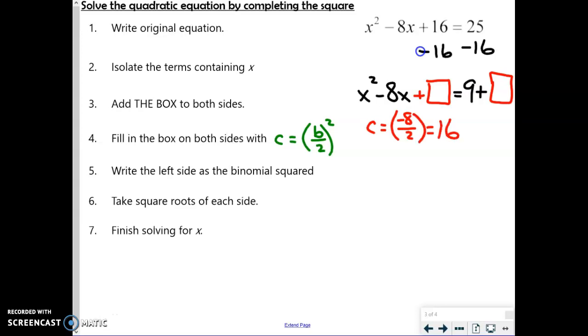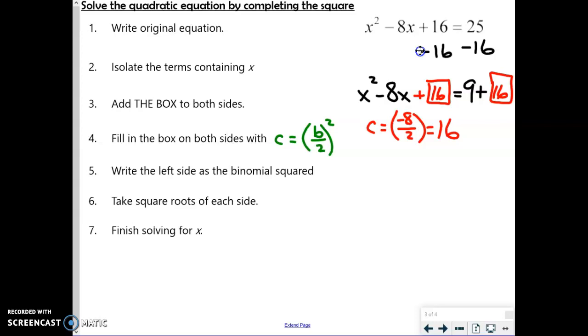So what we are adding now to both sides is that 16. Now I know some of you are saying, Mr. Hagen, that's where we started, and that's very true, but that won't always be the case, so we have to be aware that we will have to do this from time to time, okay? So the next step says to write the left side as the binomial squared.